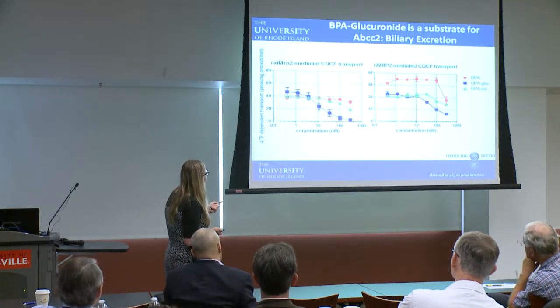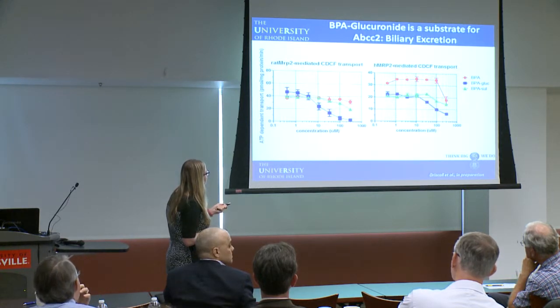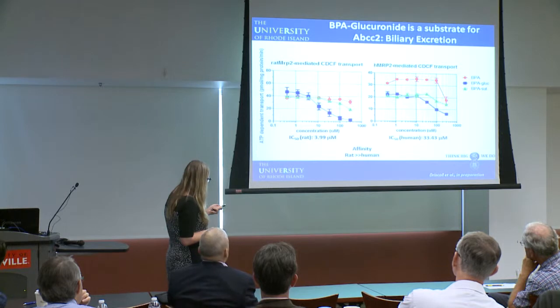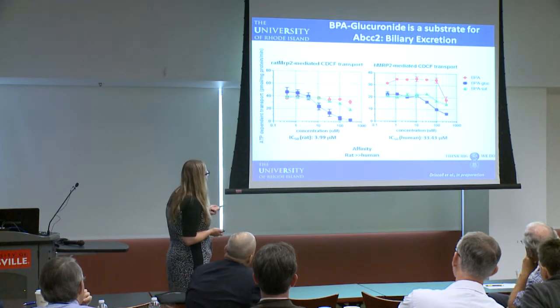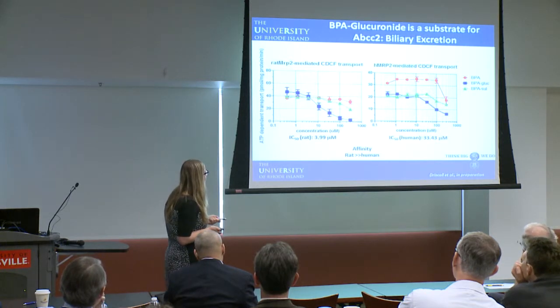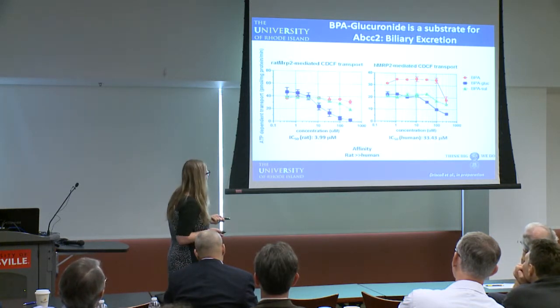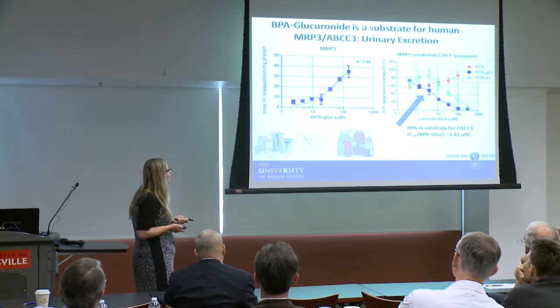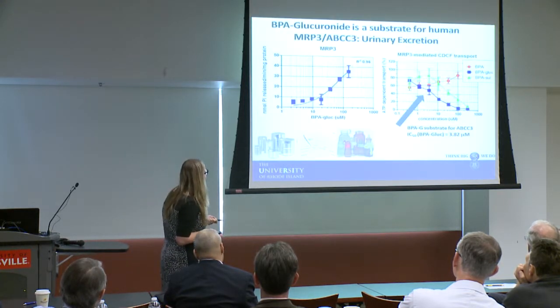When we look at human, a very similar pattern, with BPA glucuronide being the best inhibitor for this transporter. Overall, rat had a higher Km than human and is a higher affinity. This is a little bit different than another study in the literature, and this is likely due to the quality of the vesicles. We ended up getting vesicles from the same vendor, and the protein expression was very poor.